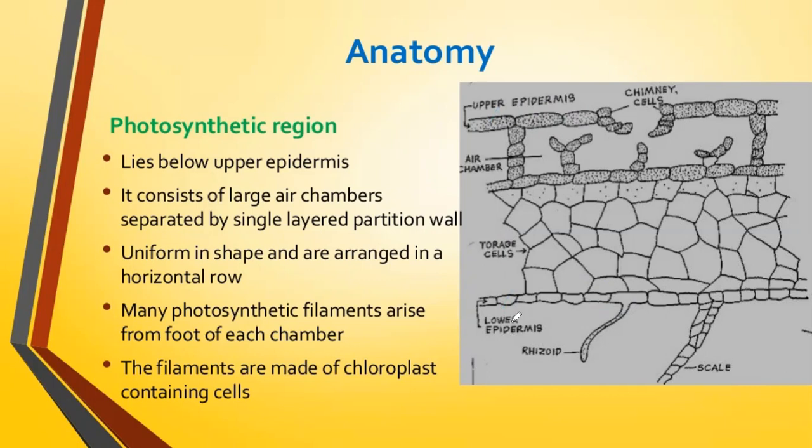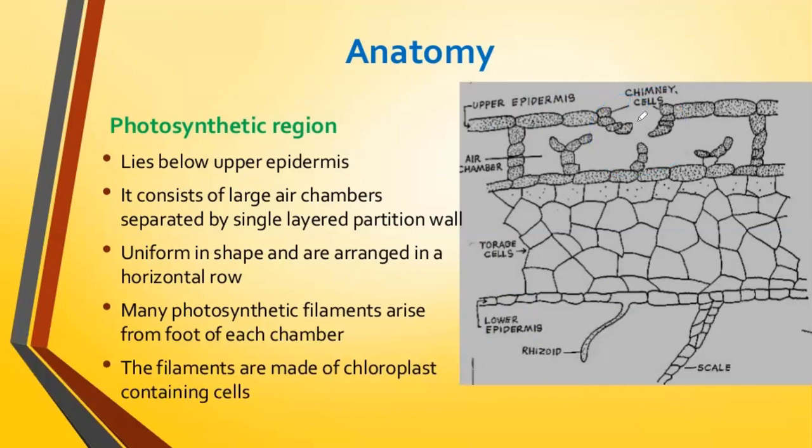These two single-layered, closely arranged cell layers, found on the upper and lower region, are called the epidermal region. There are two types of epidermis. The upper epidermis is found on the dorsal region of Marchantia, and the lower epidermis is found on the ventral region. The upper epidermis has cells which are closely arranged, but it is not continuous. It has small gaps in between, which are called air gaps, or chimney pores.